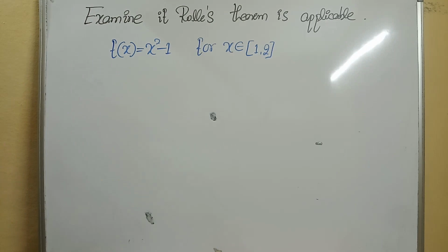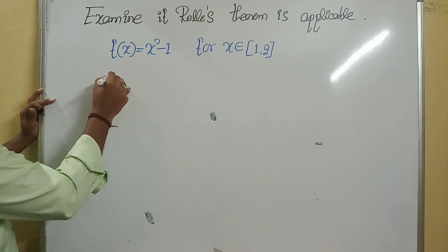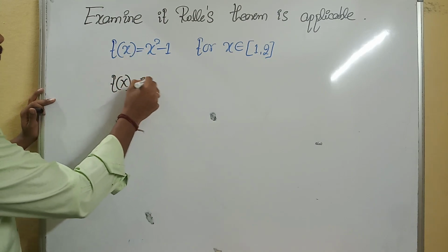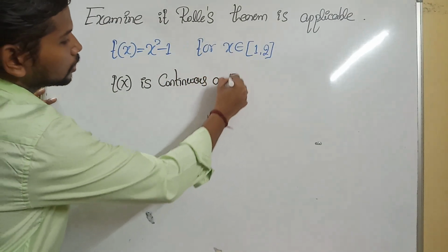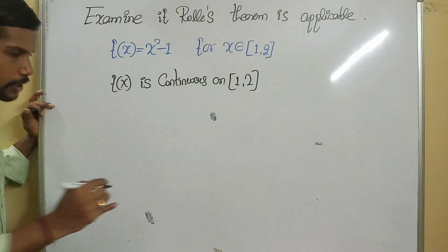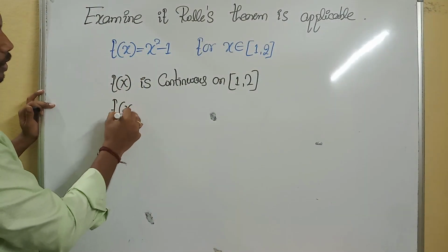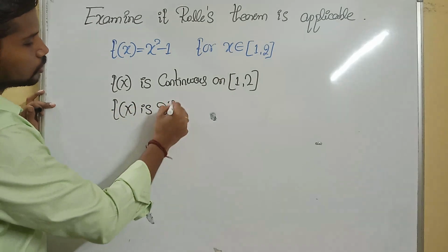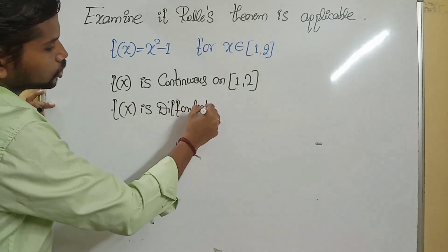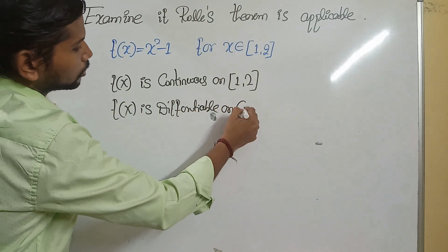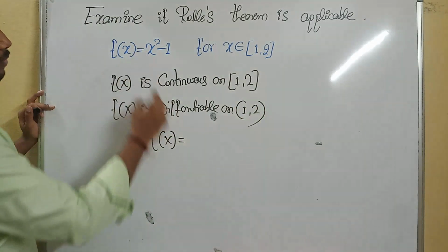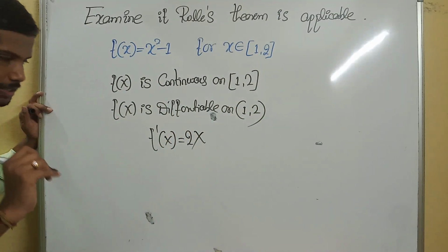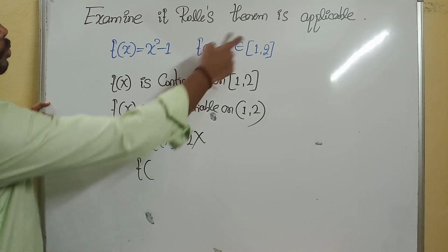For one more function, I need to check whether the Rolle's theorem is applicable or not. The given function is a polynomial function. That's why f of x is continuous on closed interval 1 comma 2. Okay, because it is a polynomial function. F of x is differentiable on open interval 1 comma 2. After that, again f dash of x I need to check. What is f dash of x? X squared, it will be 2x. Got it? After that, I need to check f of a and f of b.